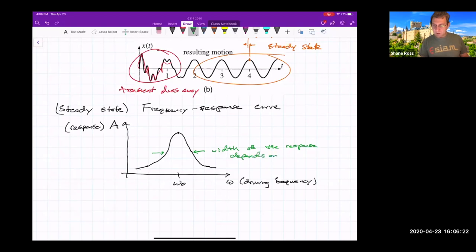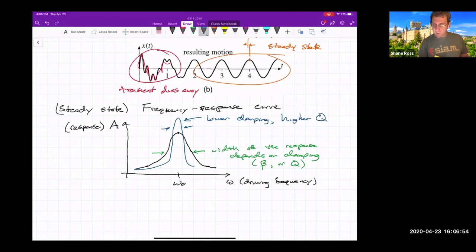This depends on the damping, either through beta or Q. So this would be like an intermediate value. If you went to really low damping, so really high Q, then you would get a higher peaked response. So this is for lower damping, higher Q, lower beta.